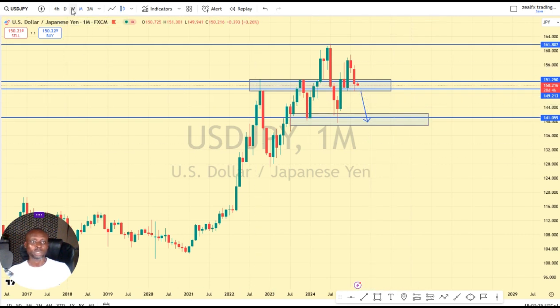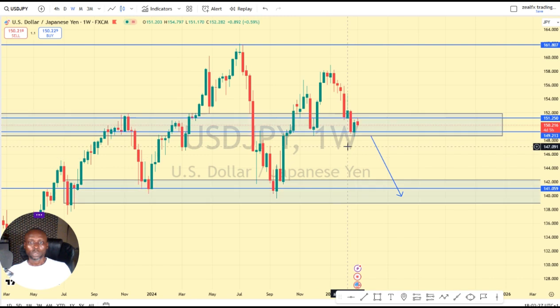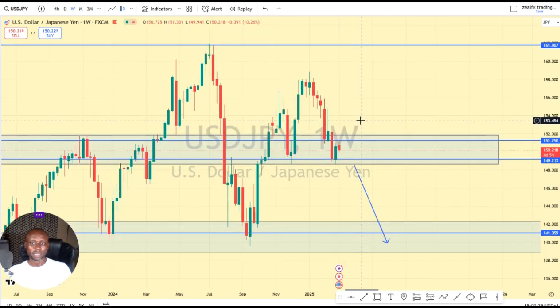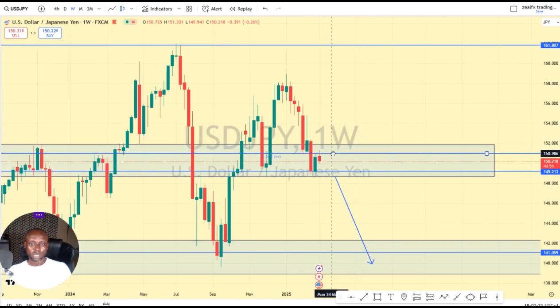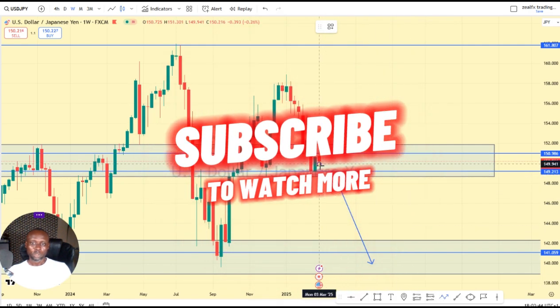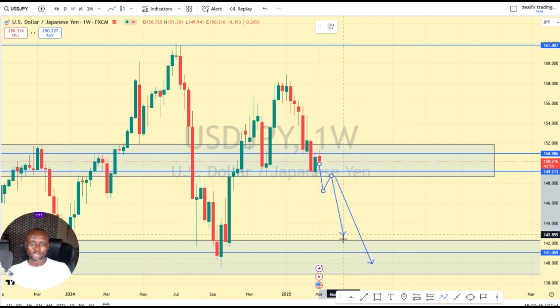So let's look at the weekly chart of the USDJPY. On my weekly chart, you can see that price tested this weekly resistance level. So long as price tested this weekly resistance level, we expect price to push lower to this next weekly support. If price breaks this support, we expect price to do a retest, then we'll see price pushing lower for the USDJPY.